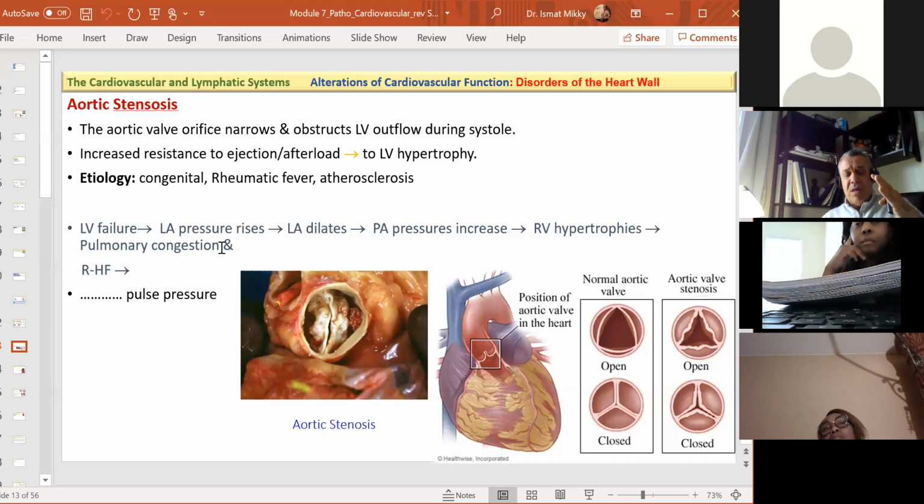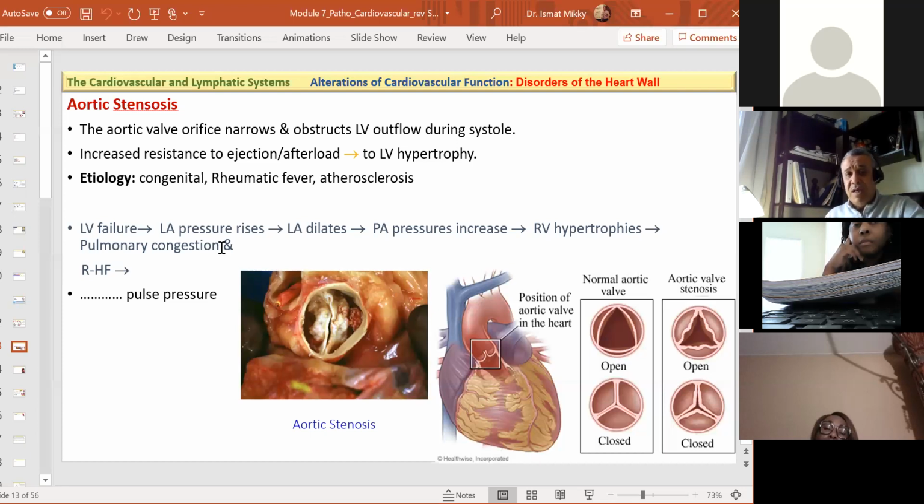Both the systolic and diastolic will be increased. The difference between them will be less than 40. The difference between systolic and diastolic in patients with aortic stenosis will be less than 40, because the normal pulse pressure is around 40. So it'll be less than 40. That's a narrow pulse pressure.